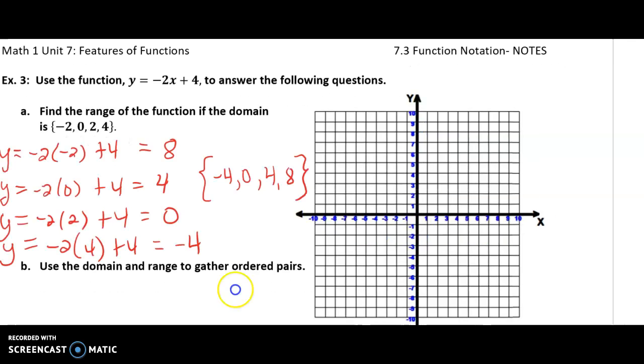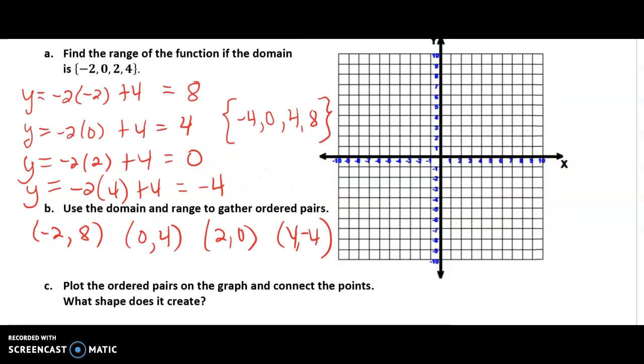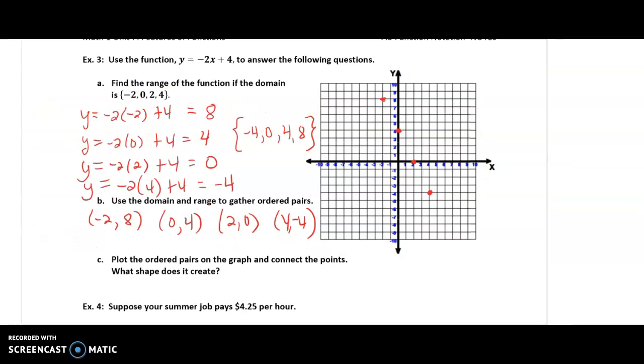So here are all the range values. Now we're going to pair them up accordingly with the domain to make ordered pairs. There are the ordered pairs. Now we're going to plot them on the graph grid. There are our 4 points. Now we're going to connect them, and we see that they create a line segment.